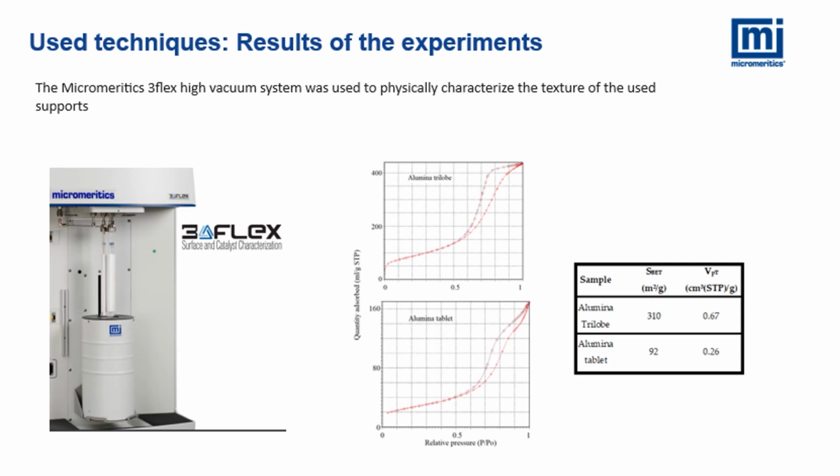One of the supports is called alumina trilobe, and it is about 310 meters squared per gram, while the lower one is alumina tablet, which has a much lower surface area, about 92 meters squared per gram. And of course, the pore volume: the upper one, the alumina trilobe, has 0.67 cubic centimeter per gram, while the alumina pellets or tablets have 0.26 milliliter per gram. From the adsorption isotherm, we can see that both solids have the type 4 adsorption isotherm, which corresponds to mesoporous solids.